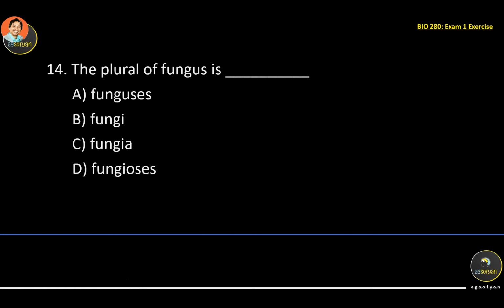Okay, now we already mentioned this. The plural of fungus is A, B, C, or D. Again, remember the general rule: US, just change with I. Fungus is going to be fungi. Okay, so that should be the answer.